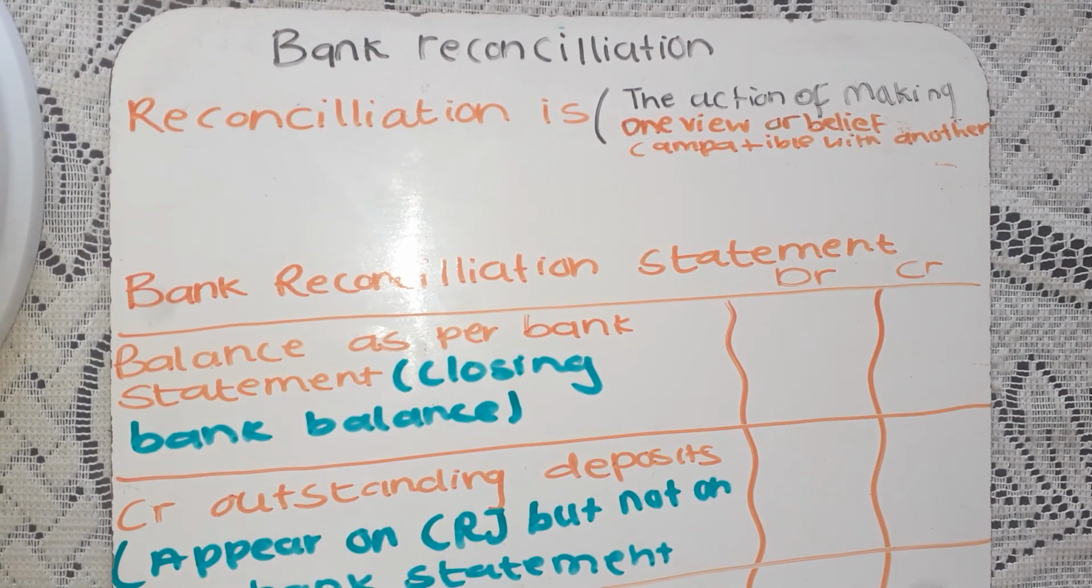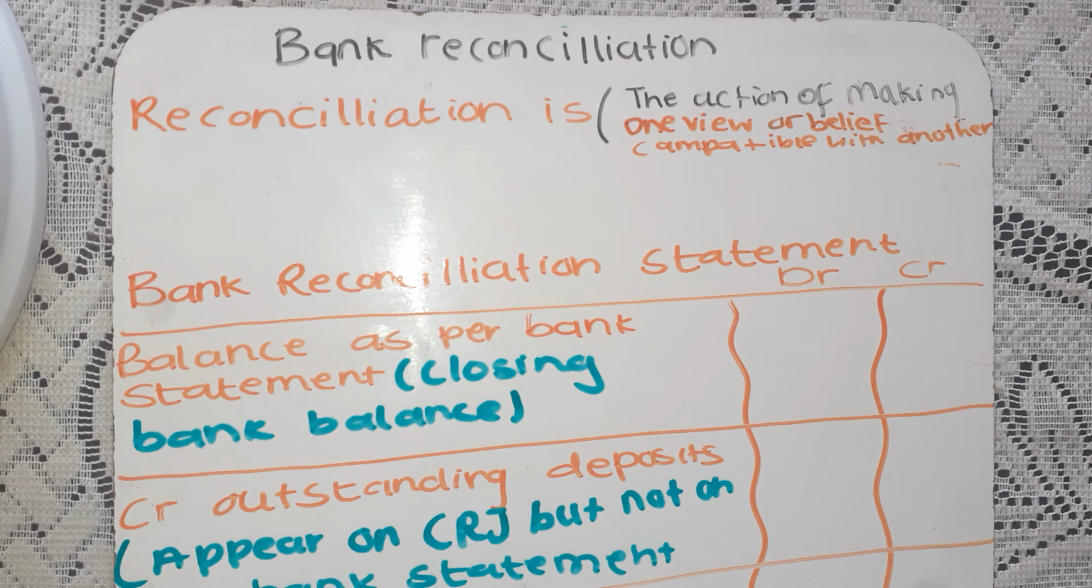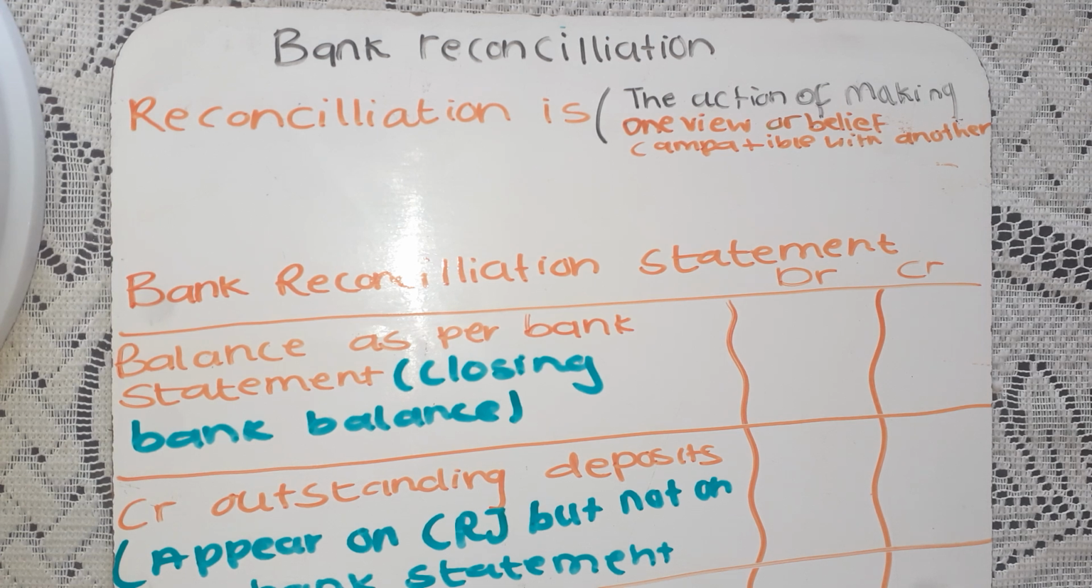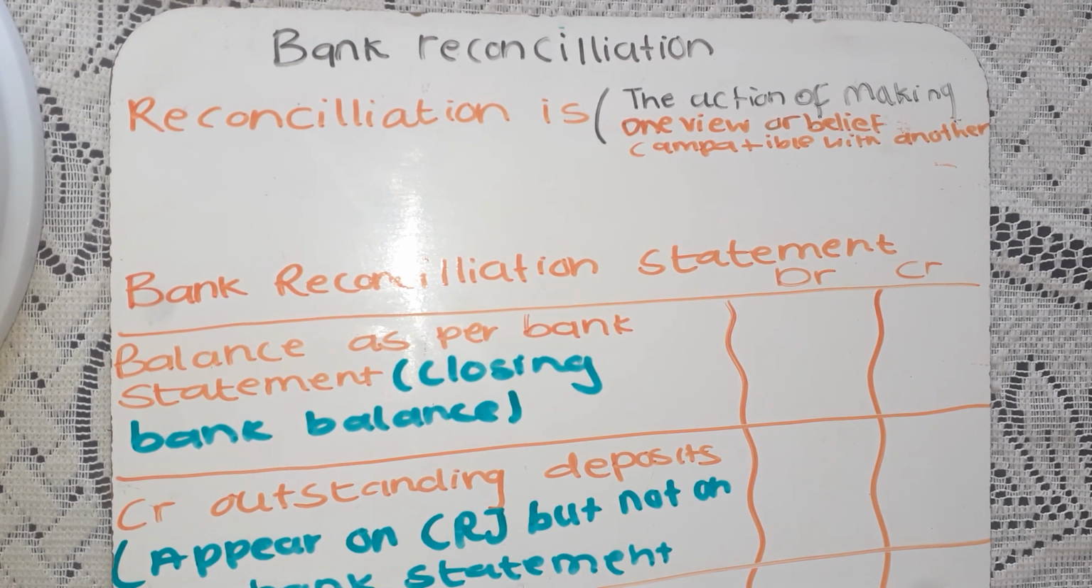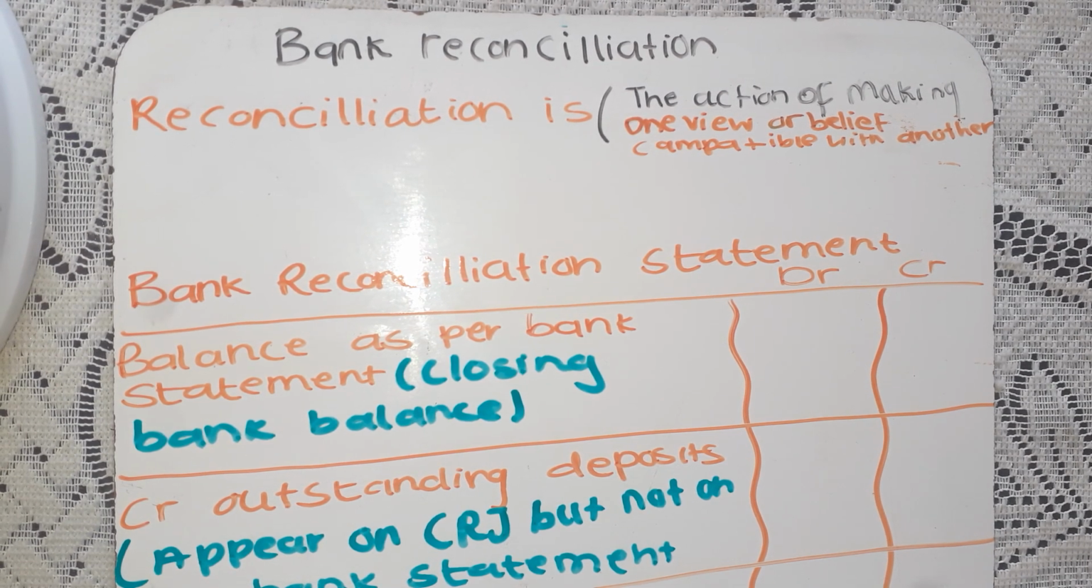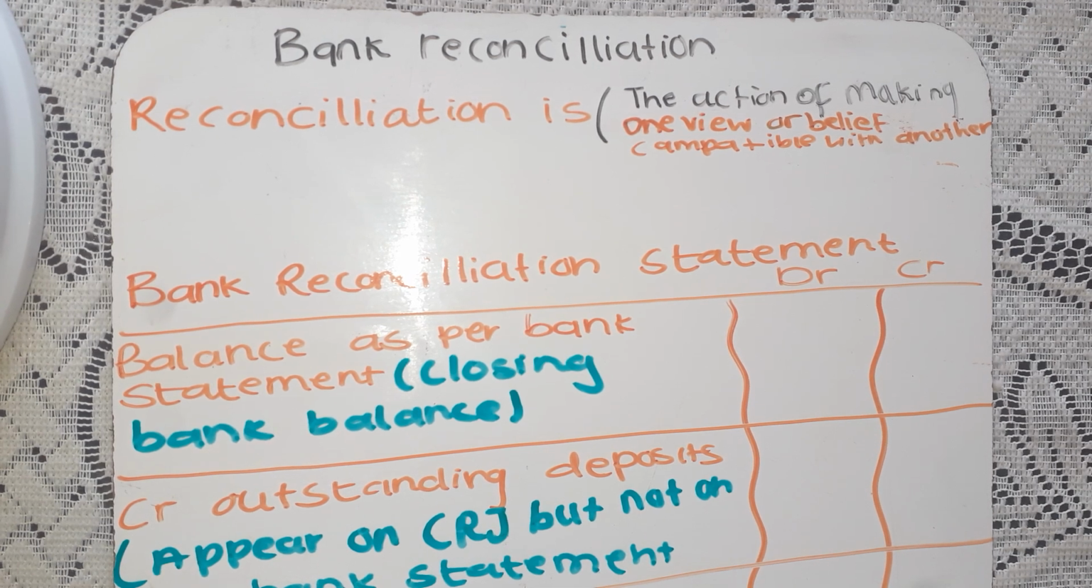So we are just comparing. Whatever appeared in our own books and did not appear in the bank account or bank statement, we have to write down in the bank reconciliation statement. Those are items that we paid, or money we received from certain clients, but they do not appear in the bank statement, though we have that record in the books.